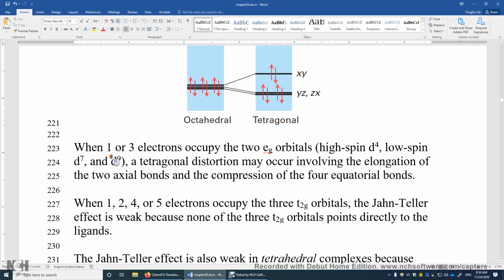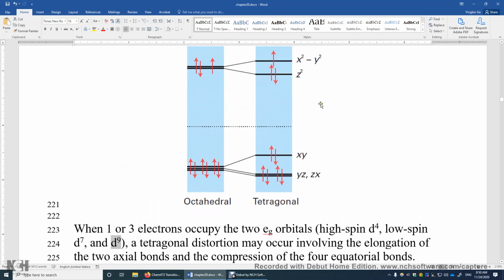More commonly, we see d9. Well, this is the simplest case. If you have d9, you will have this kind of structure. And one typical example is copper 2+. And then if you have low spin d7 or high spin d4, you will observe a significant Jahn-Teller effect.